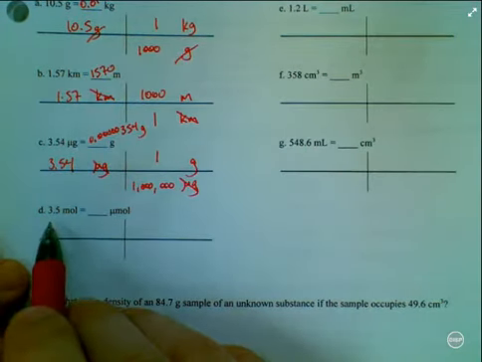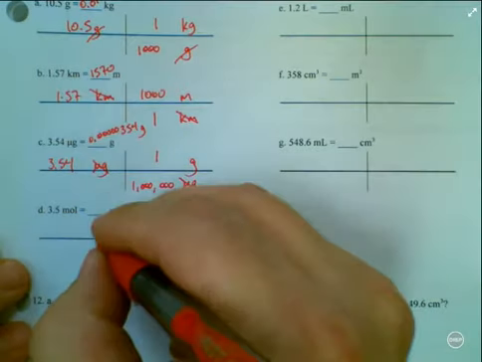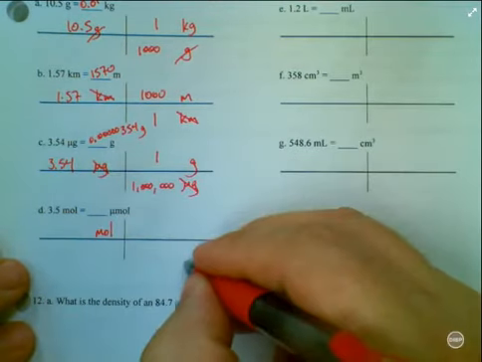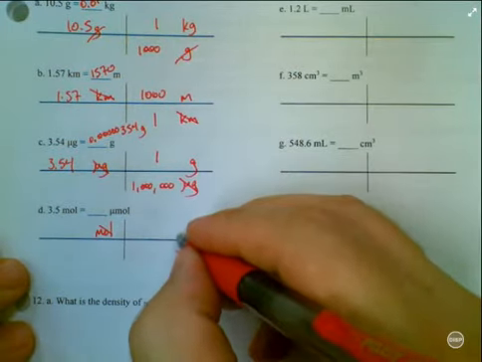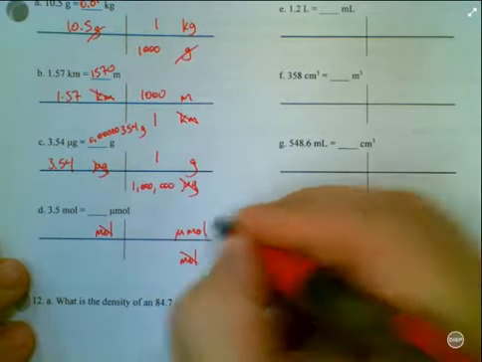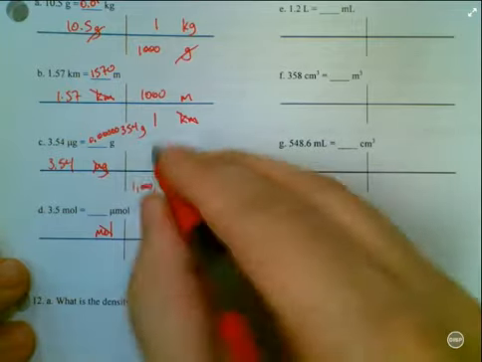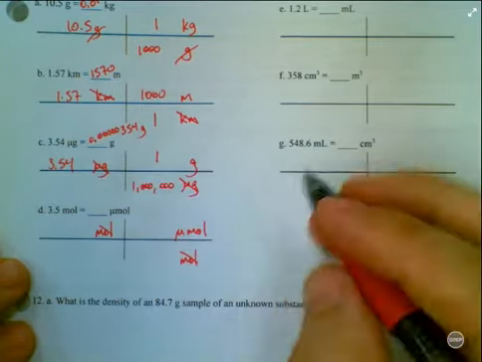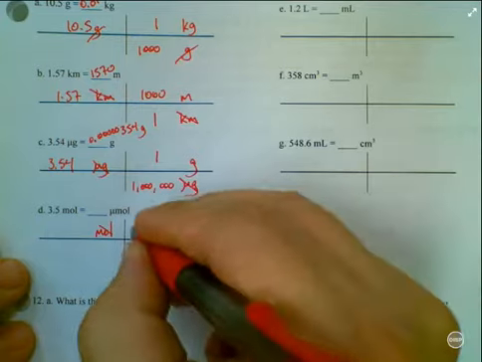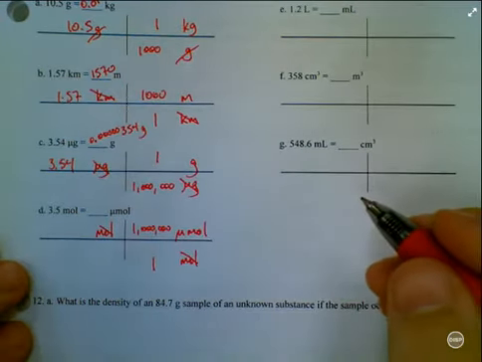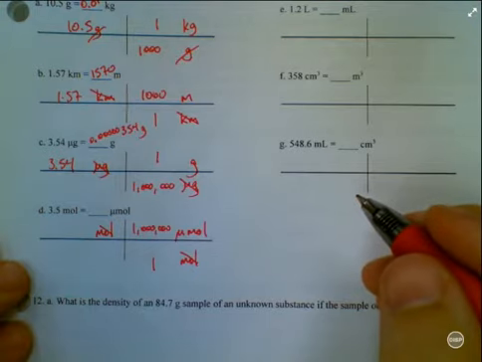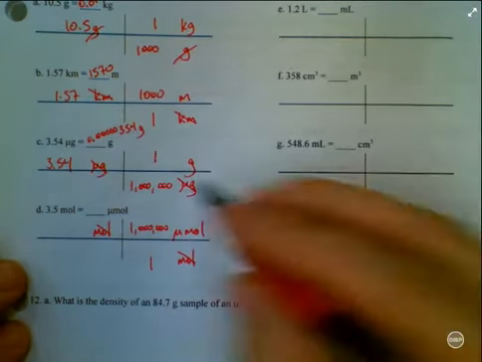All right, 3.5 moles into micromoles. So the unit the problem's given me is moles, and so I know I want to convert out of moles. So I need to put that on the denominator. I'm going to go into micromoles. Again, same idea as with micrograms. We're just talking about moles. For every 1 mole, I have 1 million micromoles. Okay, a big number here.